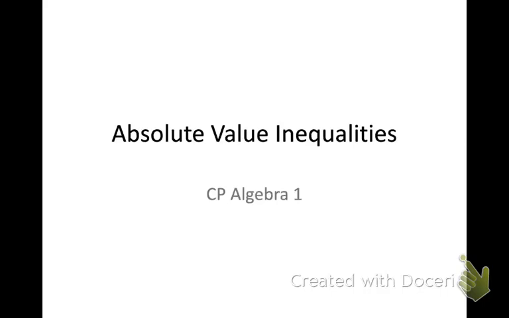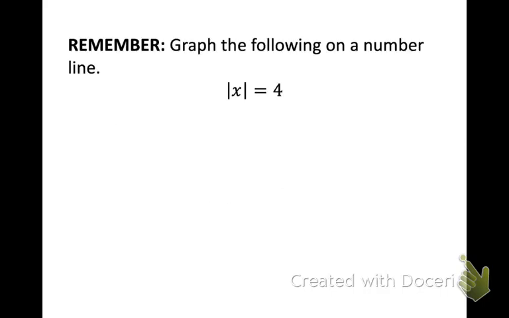Absolute value inequalities. So, quick refresher. Remember from our equations, when we have the absolute value of x is equal to 4, what does that look like as a graph? Where do I put my center dot? At what number? 0. Why is it 0, Hayden? There's nothing happening to the x. Right, there's nothing happening to the x inside, so we started at 0.